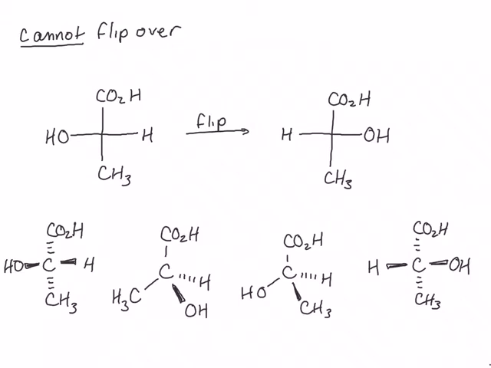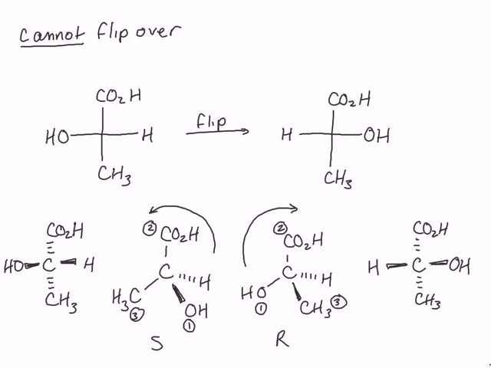So I've redrawn both of the molecules on the left and the right in perspective, putting hydrogen, the lowest priority group, away from us. Take a moment, pause the video, and assign priorities to each of these molecules and determine their absolute stereochemistry. Hopefully you've determined that the molecule on the left is S and the molecule on the right is R.